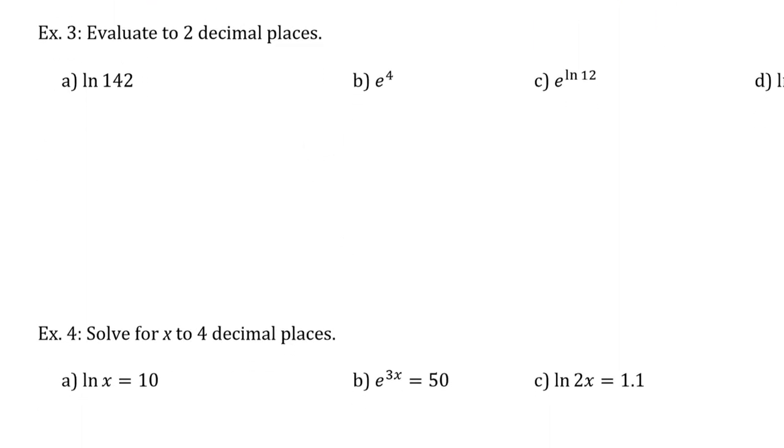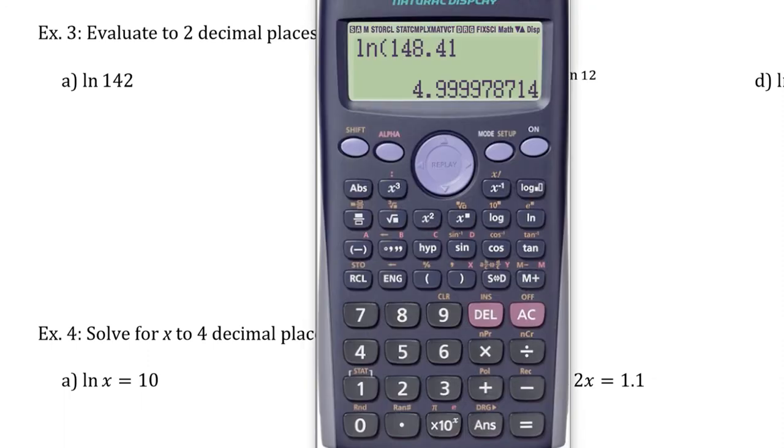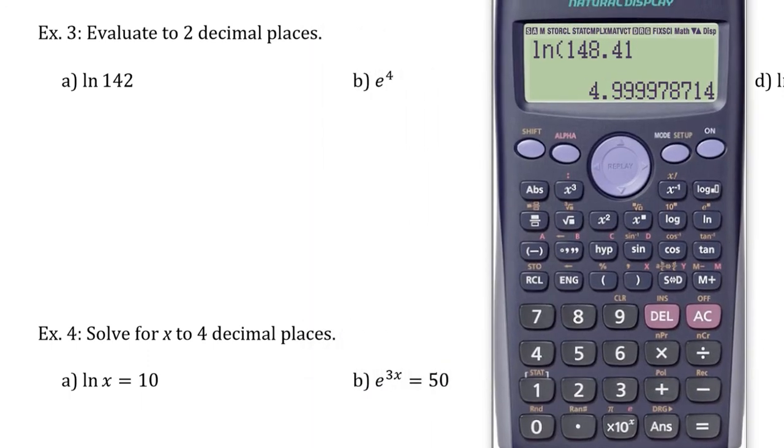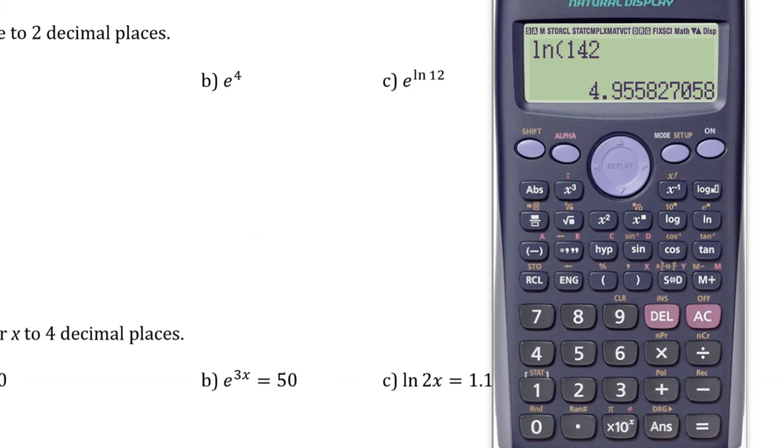Ln of 142, evaluate to 2 decimal places. We're just using our calculator here. The calculator should have a dedicated ln button, so I'm just punching it in. This seems fairly simple, but again, we've got to take it a little bit slow at first because we're getting used to the idea of working with this number and just getting used to its existence, and finding that button on our calculator. e to the 4. Okay.